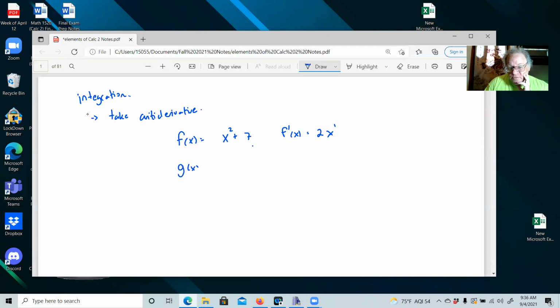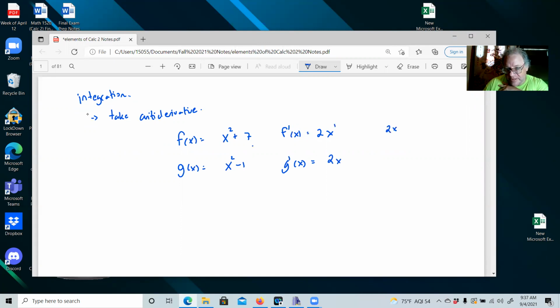And g of x, right? We'll say this is equal to x squared minus 1. So g prime of x, right, is equal to, again, take the derivative. It's 2x, negative 1 is a constant, so this equals 0. So here are my two functions, right? Now, the goal for chapter 7 is we're going to go backwards.